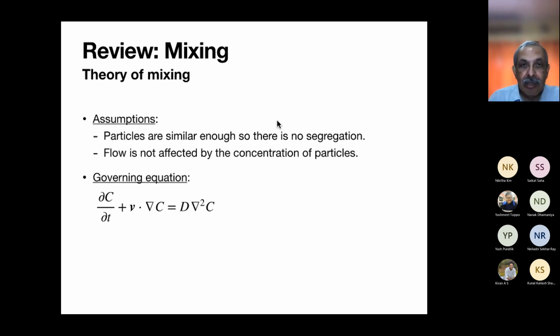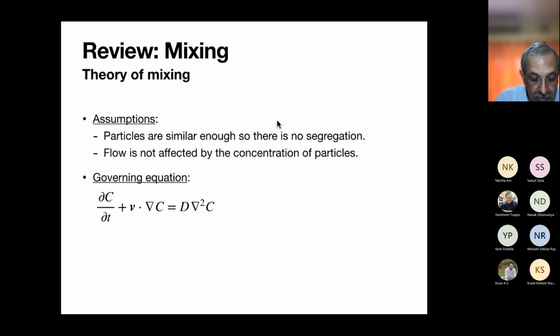Now, suppose you want to predict how mixing proceeds. So, if we assume that the particles are similar enough so that there is no segregation, that they don't separate out while flowing, and if the flow is not affected by the concentration of the particles, that is, sometimes if you have particles which have different flow properties, then in different regions you will have different velocities depending on the concentration. So in this model, we assume that velocity is not affected by concentration. And in that case, you will have this as your governing equation.